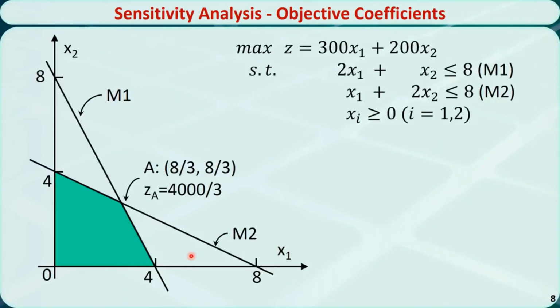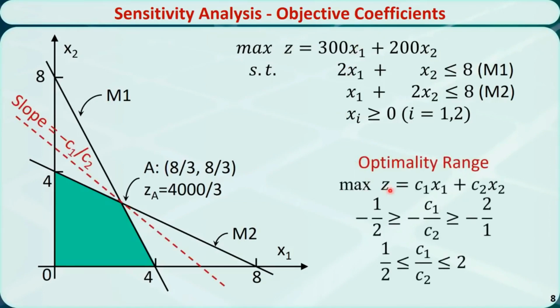Now let's perform sensitivity analysis on the objective coefficients. For general maximization problem, z is equal to c1 x1 plus c2 x2. The slope of the objective function is minus c1 over c2. This slope should be between the slope of these two constraints, so that the optimal solution will be unchanged. That means the optimality range of c1 over c2 is between 1 over 2 and 2.